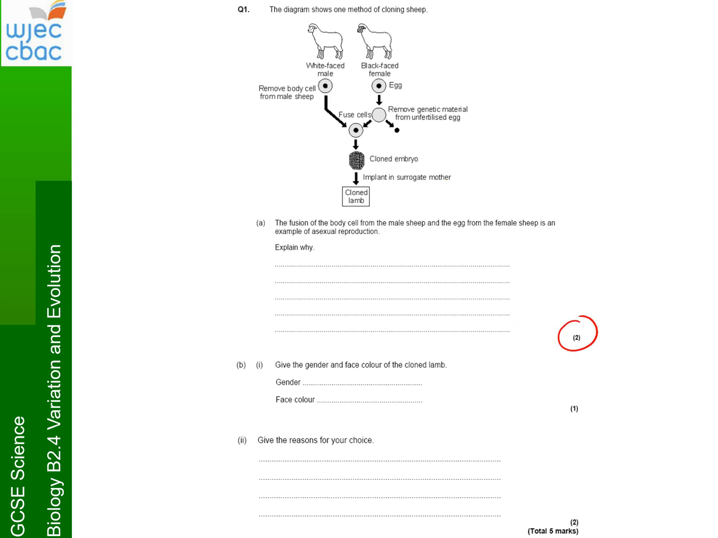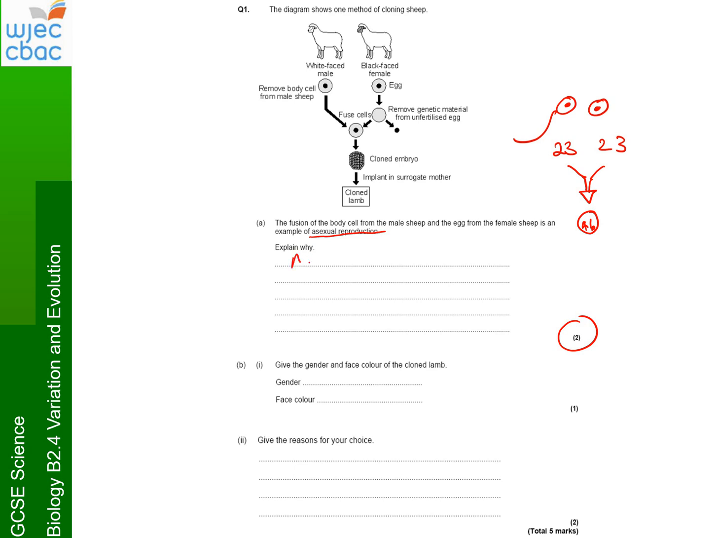So for 2 marks here, it wants to know why the fusion of the body cell from the male sheep and the egg from the female sheep is an example of asexual reproduction. Remember, normally in sexual reproduction, we would have a sperm and an egg joining together. And in a human, there would be 23 chromosomes in both. And when they join together, it would create a cell that had 46, okay? So why is this asexual?